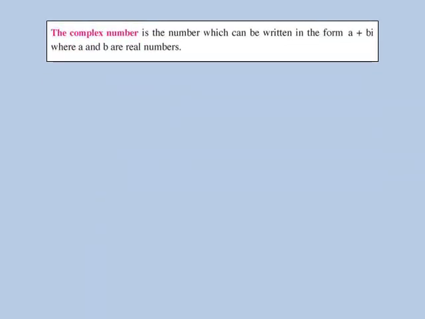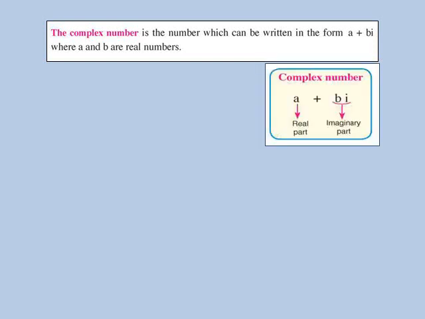Now we will know the definition of the complex number. A complex number is a number which can be written in the form a plus bi, where a and b are real numbers. The complex number is divided into a real part, which is a, and an imaginary part, which is b, which is related to i.